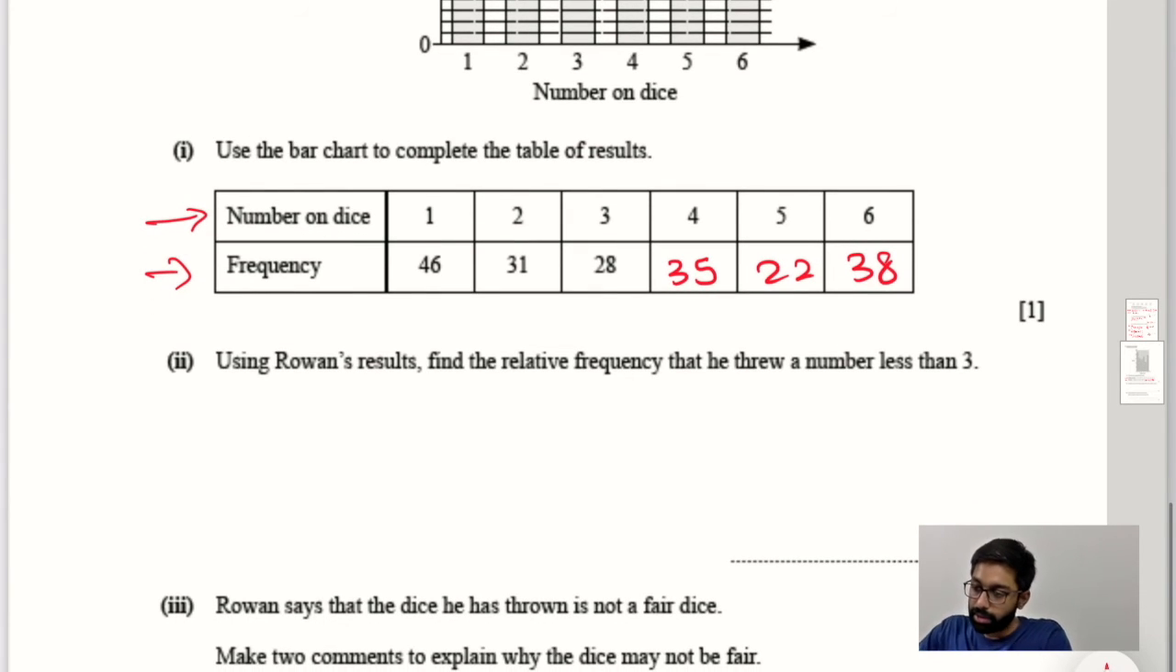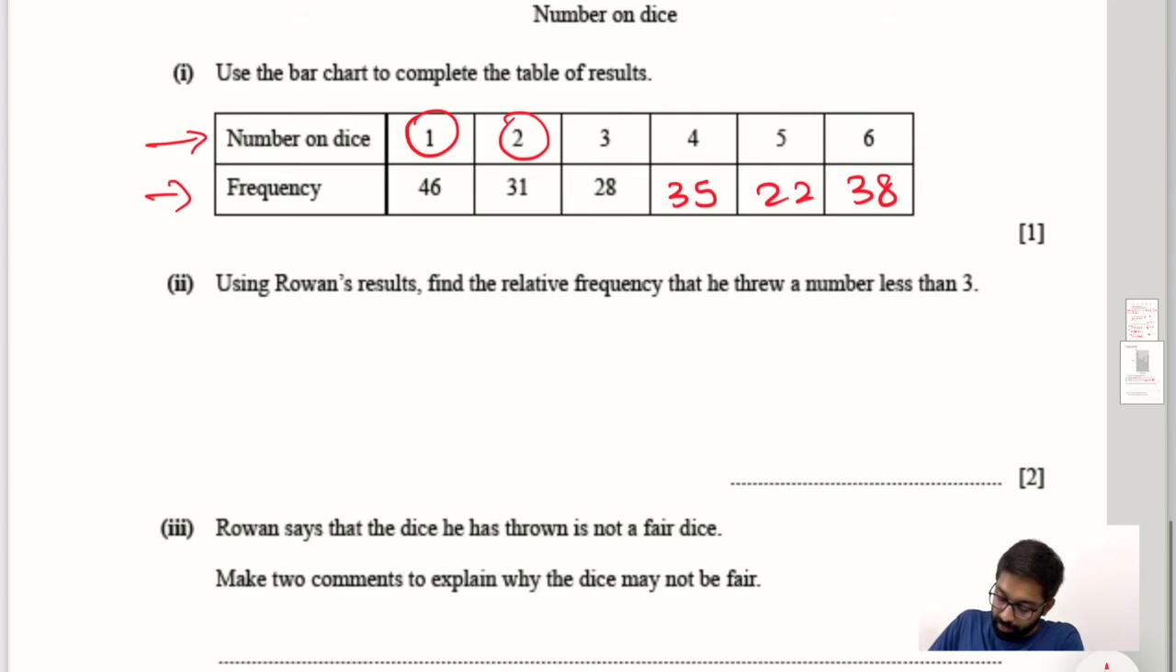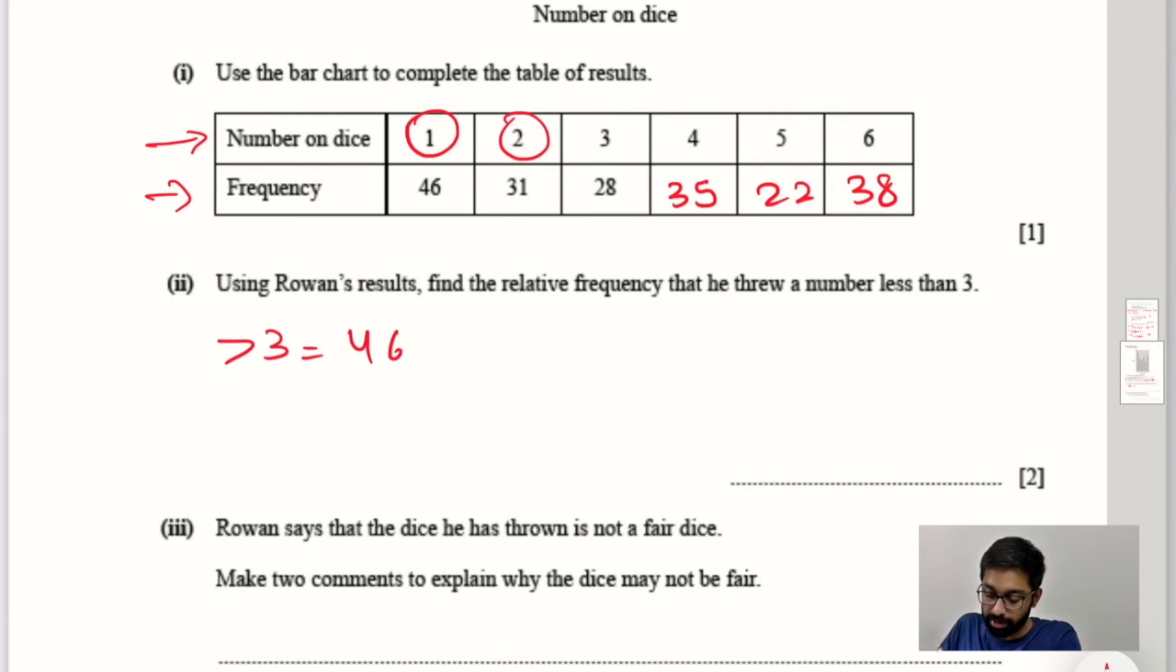Let's move on. Using Rohan's results, find the relative frequency that he threw a number less than 3. Now, in order for a number to be less than 3, it can either be 1 or it can be 2. It can't even be 3 because the question says less than 3. So the relative frequency of this number being less than 3 is, you write 46 because there are 46 possibilities that he got 1, and then you write 31 because he got 2 31 times out of a total of 200.